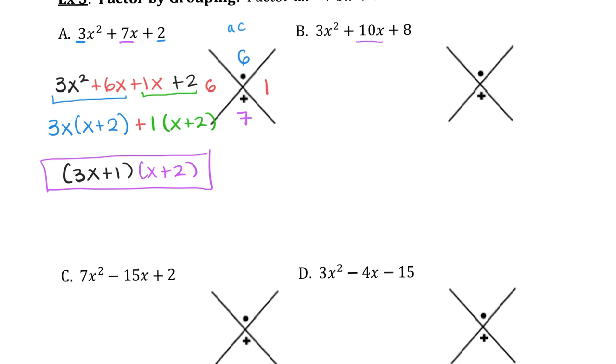We're adding up to 10x. We're multiplying to a times c, which is 24. Okay, I want to think of two numbers I times to get 24 and add to 10. You can check your factor sheet. What is it going to be? It's 6 times 4. 6 times 4 is 24. 6 plus 4 is 10.